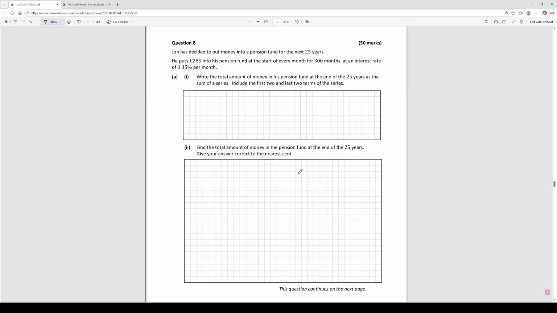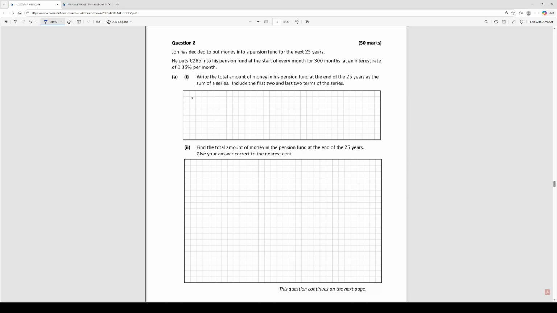John, without an H, has decided to put money into a pension fund for the next 25 years. He puts in $285 into his pension fund at the start of every month for 300 months at an interest rate of 0.35% per month. Write the total amount of money in his pension fund at the end of the 25 years as a sum of a series. Include the first 2 and last 2 terms of the series. Oh, okay, they didn't want it to actually be done.